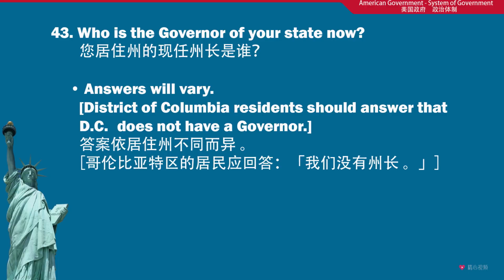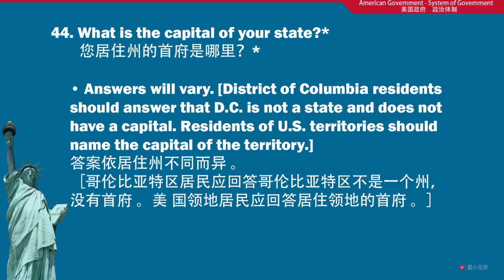Who is the governor of your state now? Answers will vary. District of Columbia residents should answer that DC does not have a governor. What is the capital of your state? Answers will vary. District of Columbia residents should answer that DC is not a state and does not have a capital. Residents of U.S. territories should name the capital of the territory.